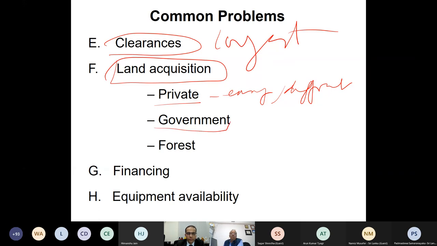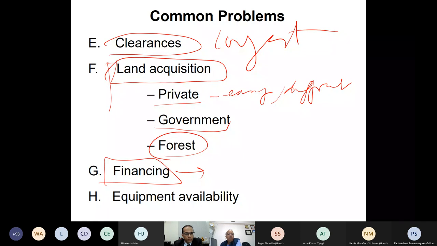Then the government land is normally not that big a deal, but the forest is the one that takes time, because forest laws are quite stringent in most countries. People are quite careful and sensitive about this, so that is also time consuming. The financing is also important, but nowadays, as I said, I gave an example in the morning about Sri Lanka, where before 2000 financing was not coming easily, but later on financing became easy. That's why a lot of projects came up.